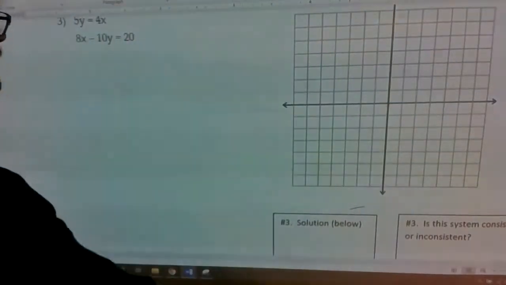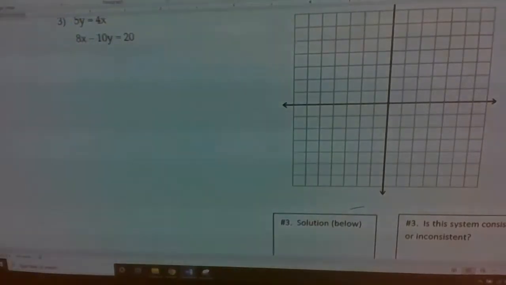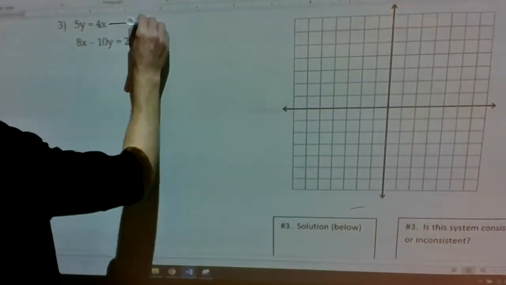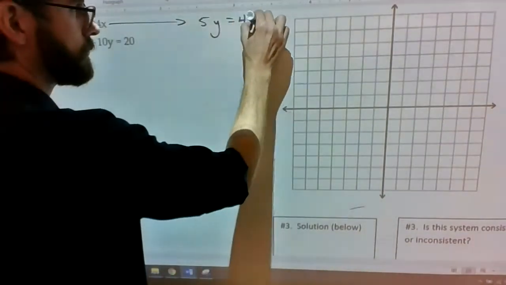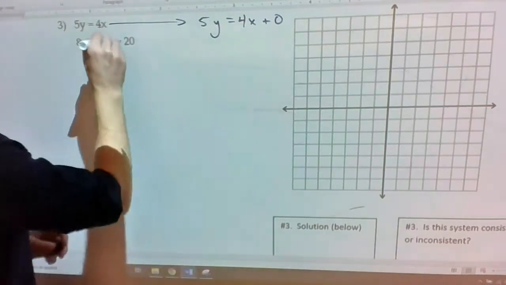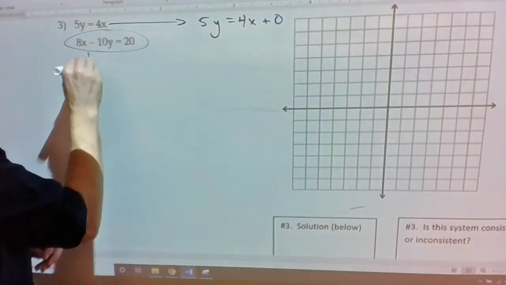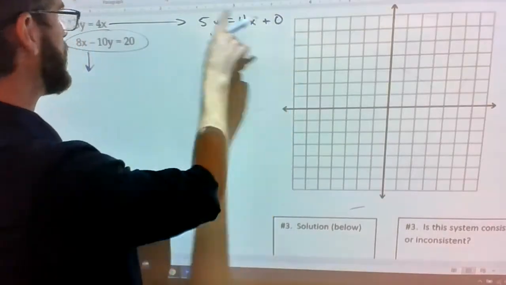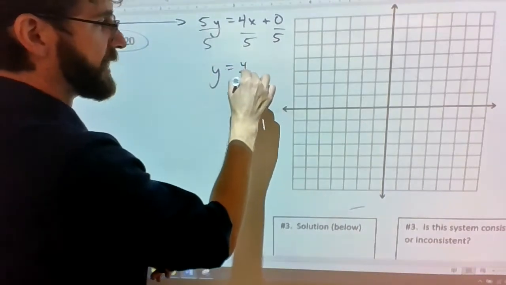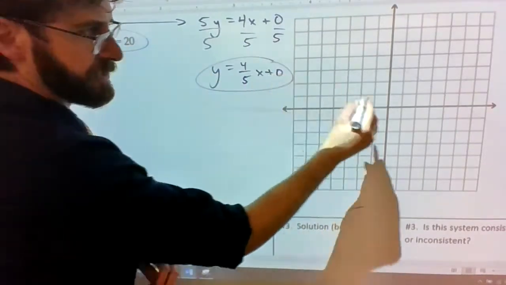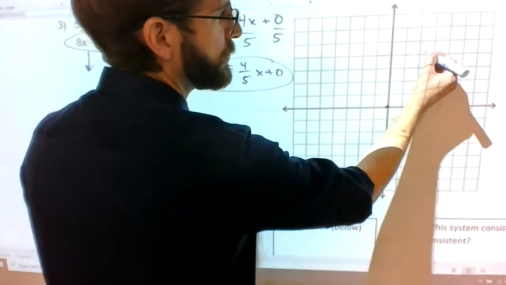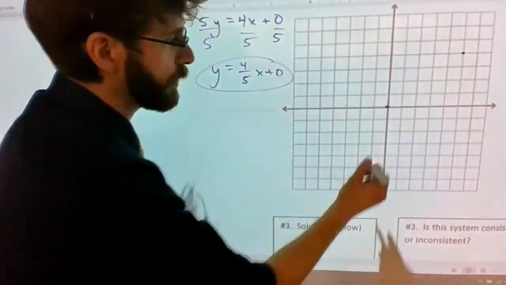So there's nothing really special about the starting point of all this. I still got to get y by itself. So maybe just try that on your own. Pause the video because I'm going to work through it kind of quickly. All right. So I put a 0 there in place of the no b. Divide by 5, divide by 5, divide by 5. Y equals 4/5 x plus 0. That means it starts at 0, goes up 4, right 5. 1, 2, 3, 4 over 1, 2, 3, 4, 5. Down 4, left 5 also works.